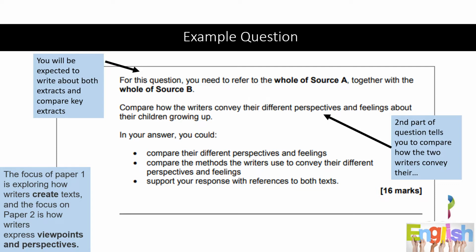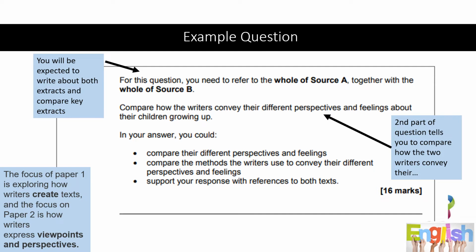So things to notice here are that some things will always stay the same on this paper and some things will change. So the first thing that stays the same is the guidance about what to explore. For this question, you need to refer to the whole of source A together with the whole of source B. That will never change. That will always be the same. So that's just a reminder of what the focus of the question is, your ability to write about both extracts and to compare key aspects of it.